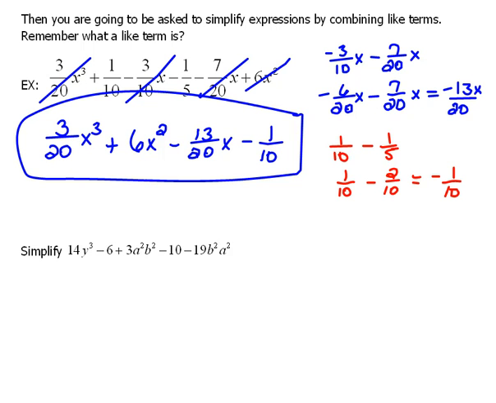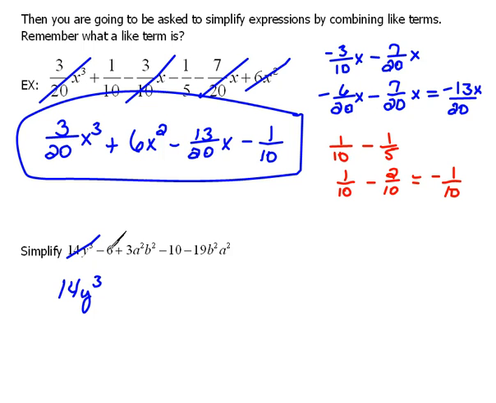Now with the next one, we've got all kinds of different letters and variables going on here. So we just have to combine what we can. Let's start off with our first term here. We've got 14y cubed. Look to see if we have any other y cubes that we can put that with. And we don't, so this is just 14y cubed. Now, because we've got all kinds of different letters, we're not going to be able to talk about the descending order like we did last time. So let's just go in order.